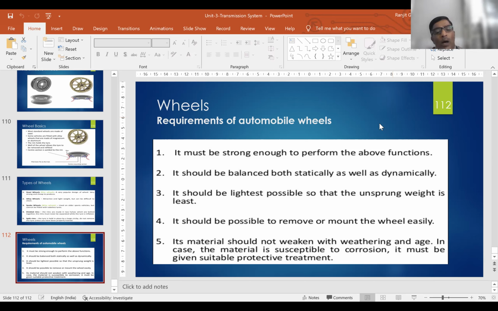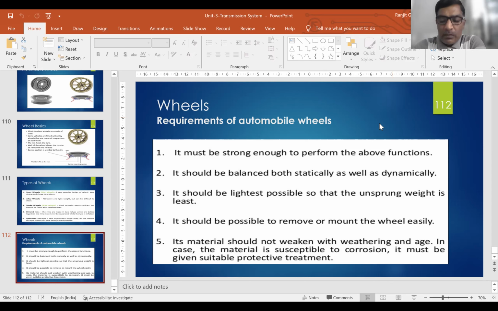So after completing this unit, the student will be able to get basic knowledge of steering layout, able to identify steering gearbox, able to identify components of the steering system, able to understand what is wheel alignment, what is wheel balancing, and able to understand the power steering mechanism.